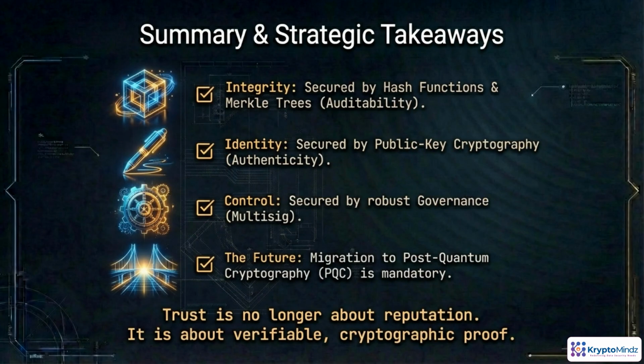Here's the big picture to carry forward. Integrity comes from tamper-evident data structures. Identity comes from strong, well-managed keys. Control comes from governance and multi-party authorization, not single admins. And future safety demands post-quantum readiness. Modern trust is engineered, measurable, and cryptographically provable.